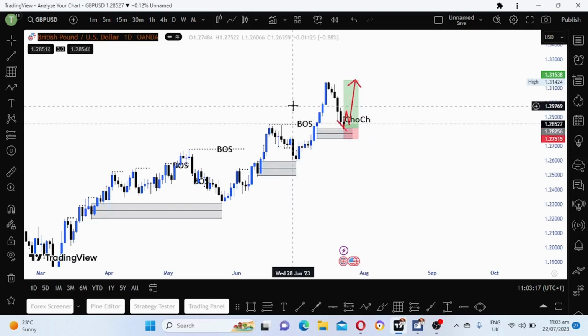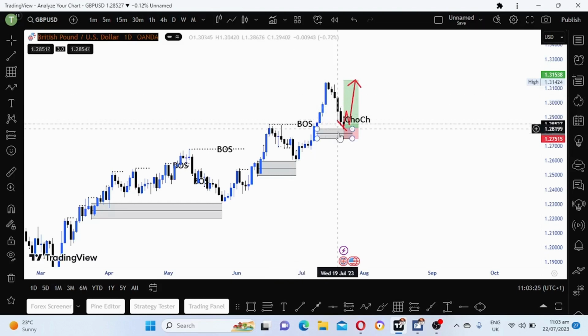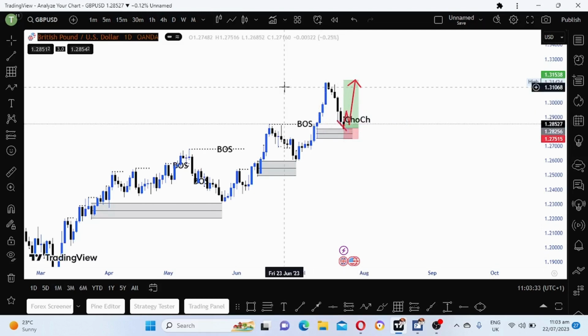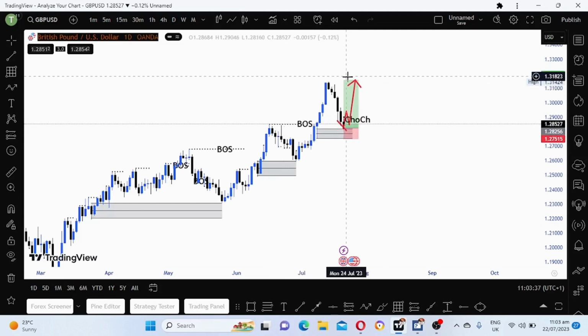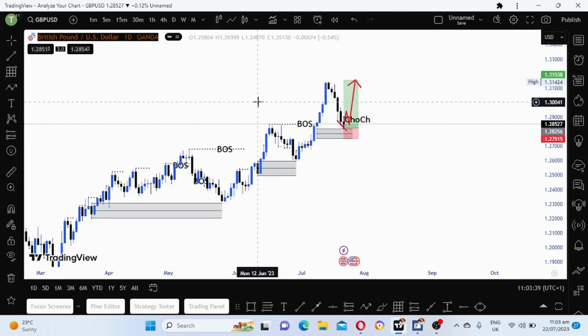I'm already in a trade on GBPUSD, guys. So we are just waiting. We already tapped this demand zone here. So I'm already in this trade, guys. As for you, you just wait for a pullback and then you enter a buy. We're targeting this high, as you can see here.